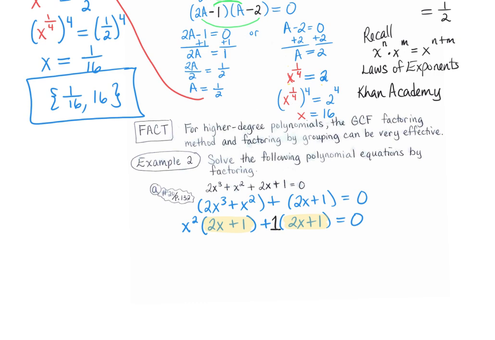So really, at this point, if we factor out the highlighted portion, that would leave us with the quantity 2x plus 1 times, so now what we're doing is factoring out this yellow part from each grouping. So we're left with what?